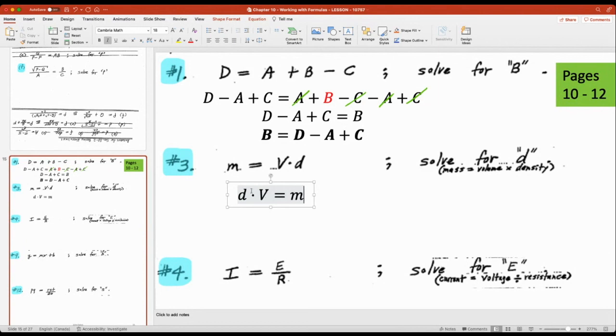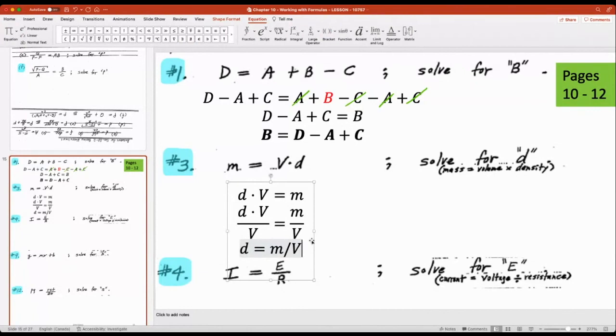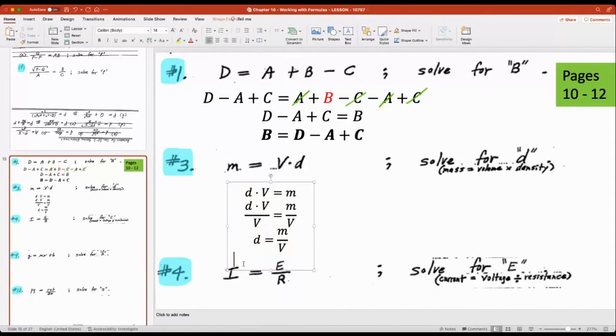Now the thing that's in the way is v. V is multiplying d. So the way you get rid of something that's multiplying is you divide. So we're going to divide both sides by v. And whatever you do to one side, you do to the other side. And there you have the answer. The v's cancel, and d equals m over v. So this is the famous formula involving density.